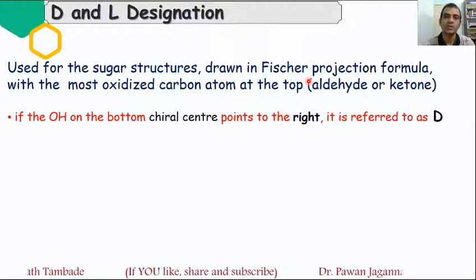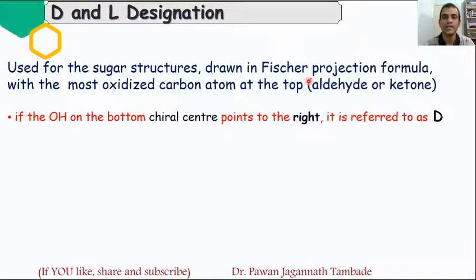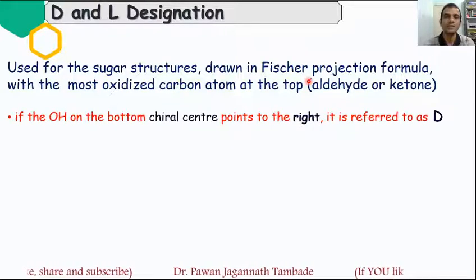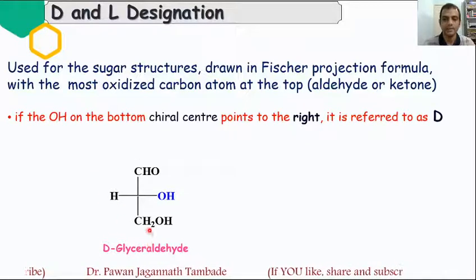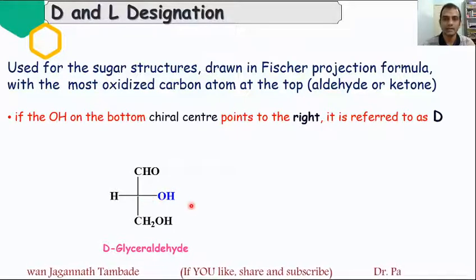If the OH on the bottom chiral center points to the right hand side, then such structure is designated as D structure. For example, look at this structure of glyceraldehyde. Then this structure is named as D-glyceraldehyde. It is because on the bottom chiral center, this OH group is present on right hand side, and thus it is called as D-glyceraldehyde.